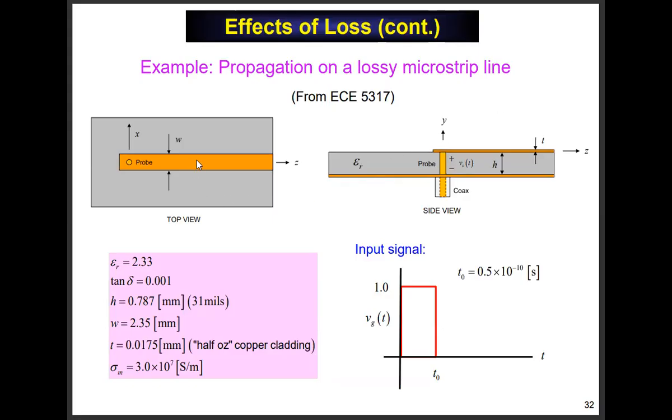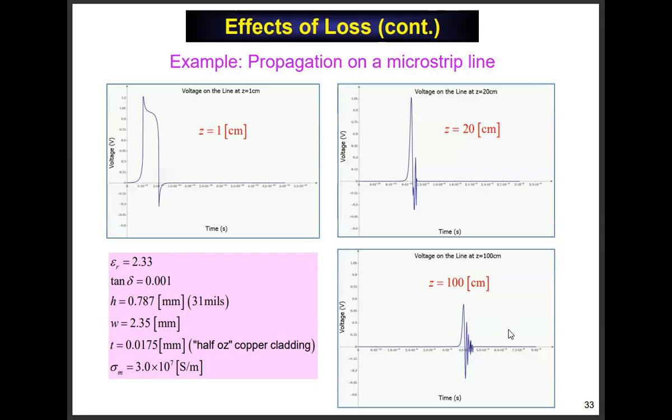Here's a microstrip line, top view of a microstrip line fed by a probe here. It's going to launch a signal, which is a nice, clean, rectangular pulse. It's a pretty narrow pulse, and the time duration is 0.5 times 10 to the minus 10 seconds, okay? So I guess that's 50 picoseconds. And don't worry about the dimensions we used for the circuit board and the microstrip line. Okay, so from the numerical calculation, here's what the things look like.